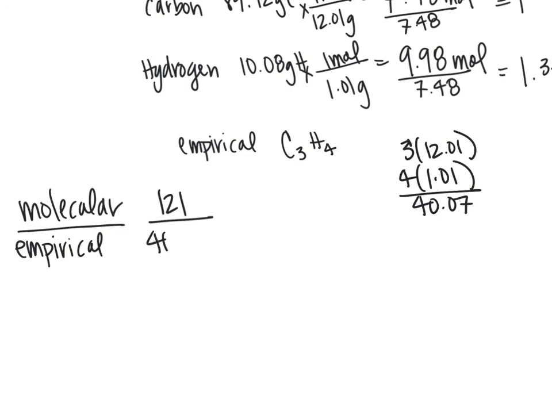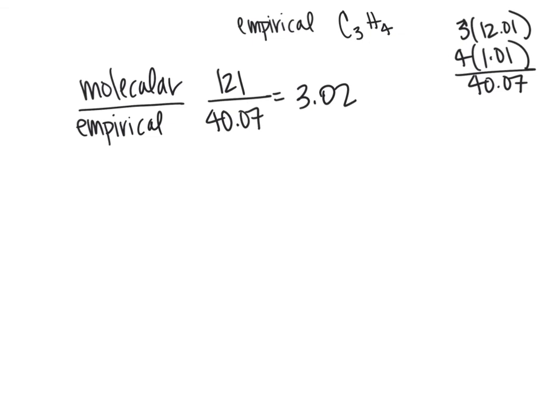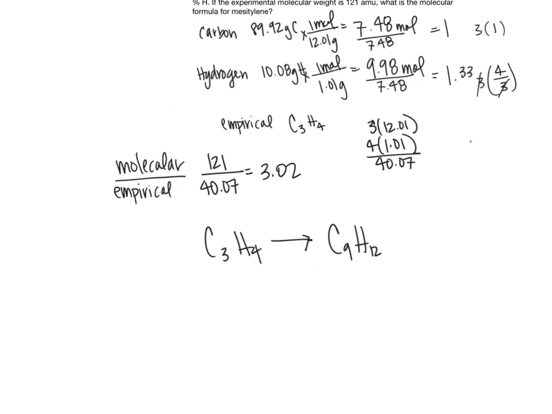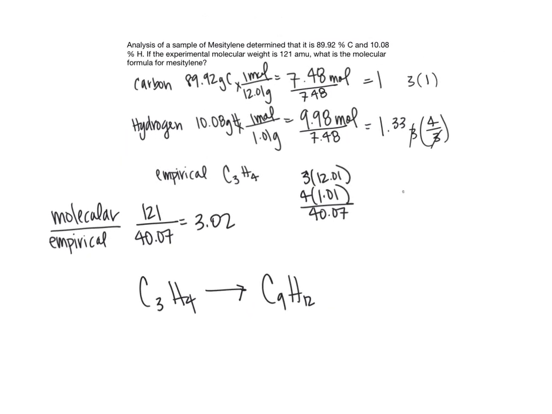So 121 divided by 40.07 is going to give us 3.02, which is close enough to 3. And so our empirical formula of C3H4 is going to become C9H12 when we multiply by that factor. So we can use both of these together to calculate this component.